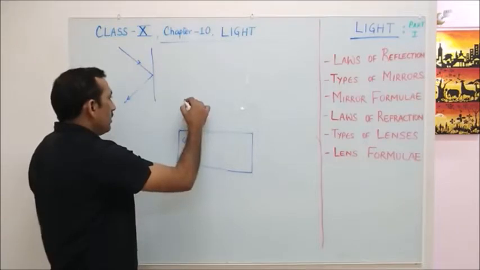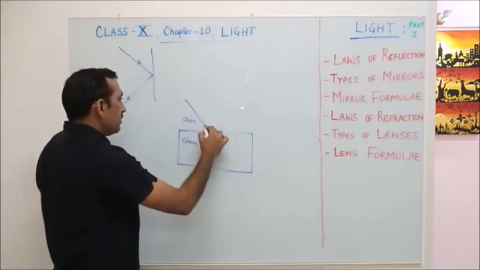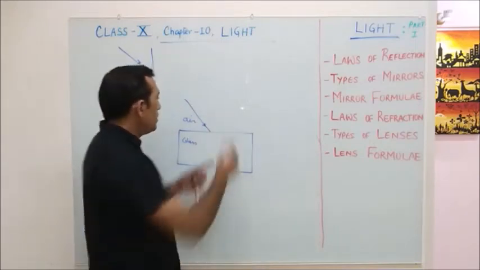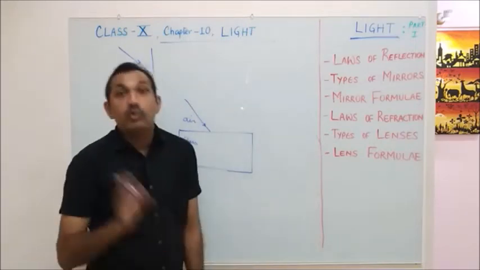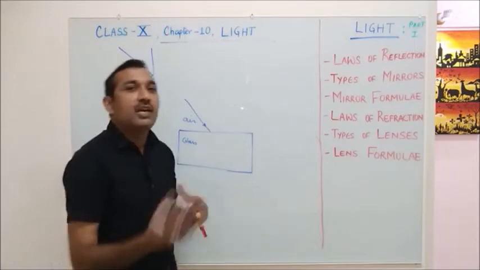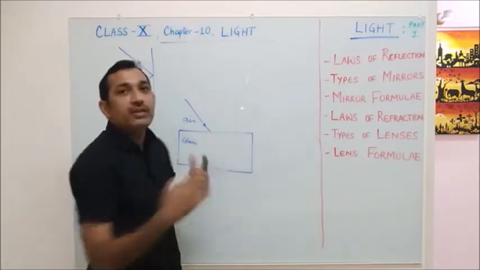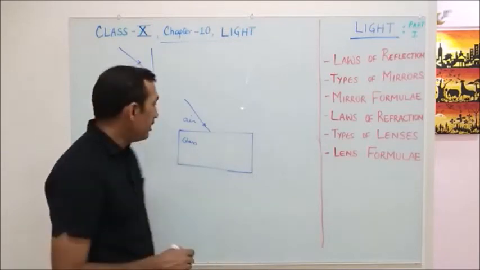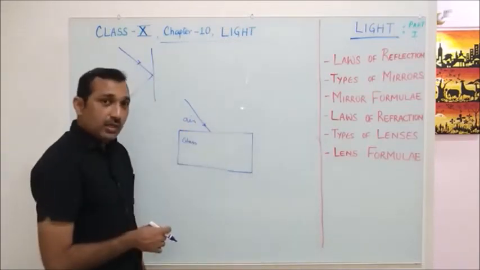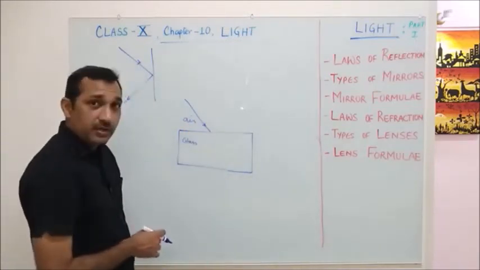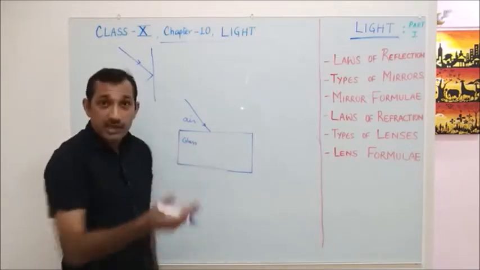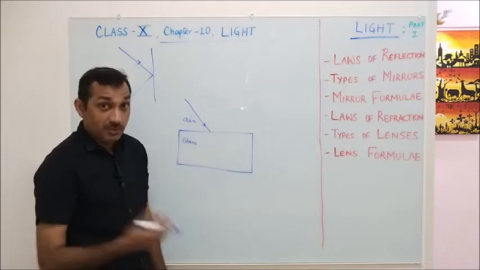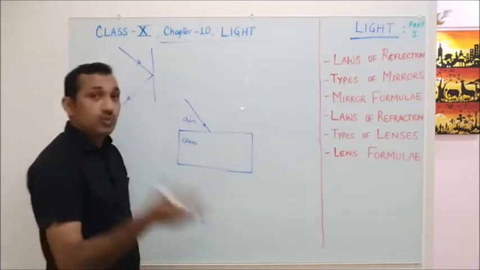Now a ray is coming. One condition is both the mediums, this is medium 1, this is medium 2, both the mediums are transparent, because if they are not transparent, if this is wood, then there is no question of refraction, light cannot enter in the wood, right? So both have to be transparent. For example, air, glass, water, transparent plastic, and so on.